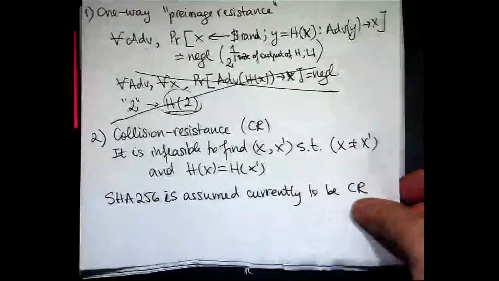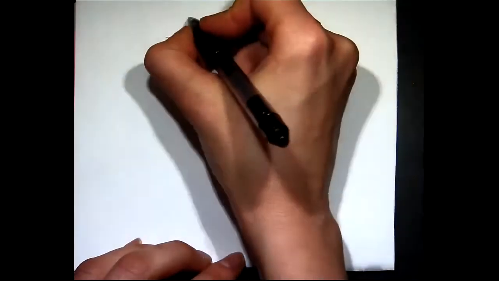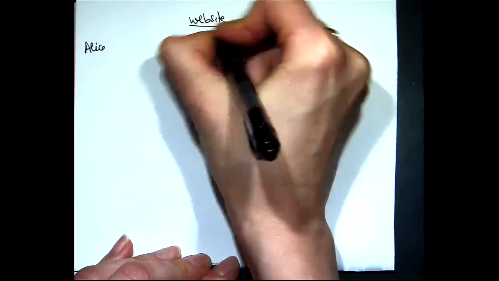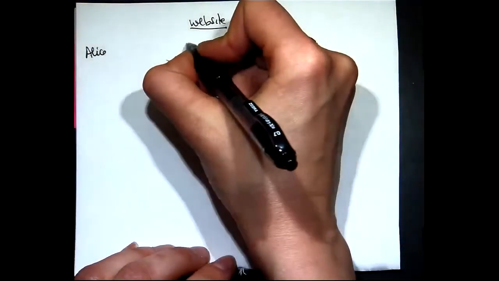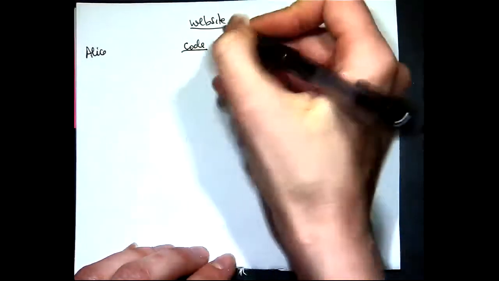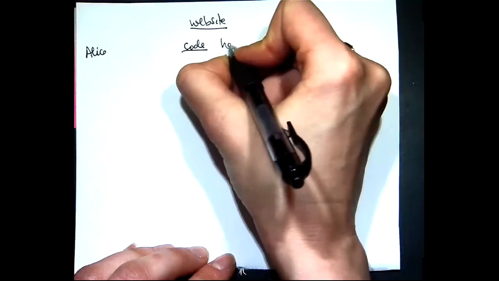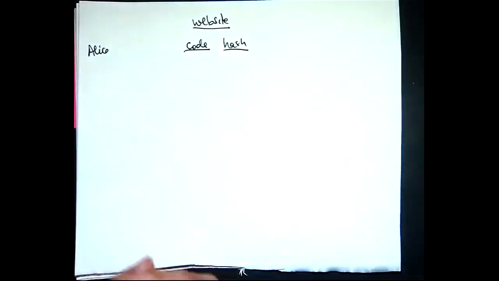Okay, so let's see some ways we can use hash functions, and they're primarily used for integrity. For example, let's say Alice goes to a website and she wants to download Linux source code. You basically have a link to the source code, and then you notice that there's often a hash showing up there.